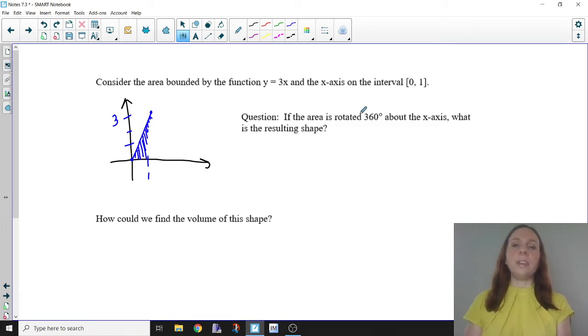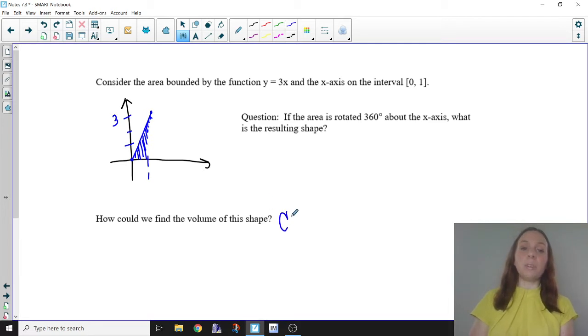And the question is, if the area is rotated 360 degrees about the x-axis, what is the resulting shape? And then a follow-up question, how can we find the volume of this shape? So usually I ask my students to think about this. Okay, we have a triangular region and we are revolving it. So we're going to be the lathe, and we're going to take this shape and revolve it about the x-axis. And what kind of three-dimensional figure would come out of that? Okay, are you thinking a cone? That's what my students usually come up with on their own pretty easily.